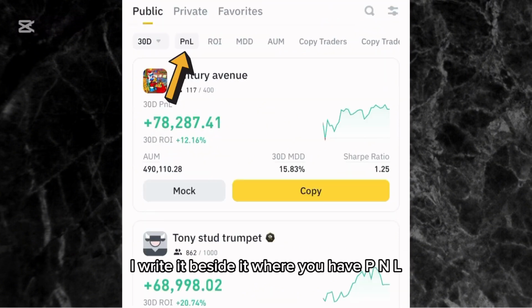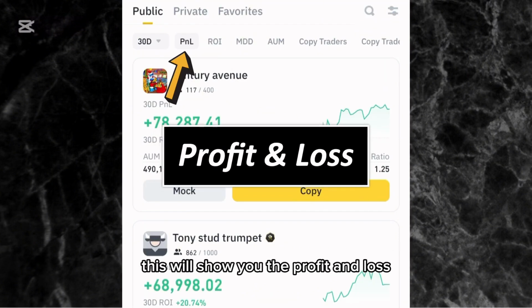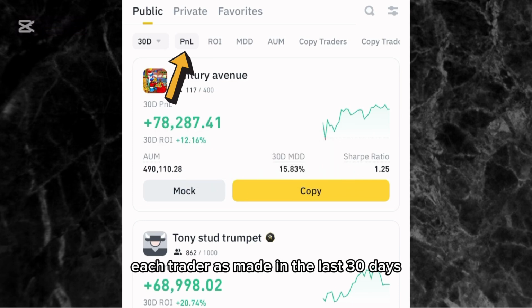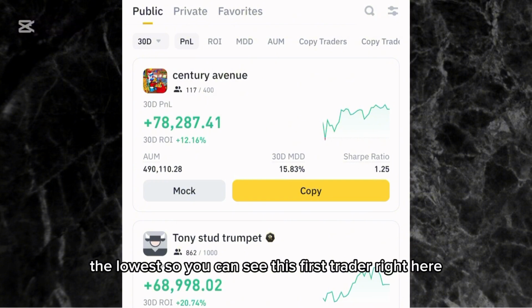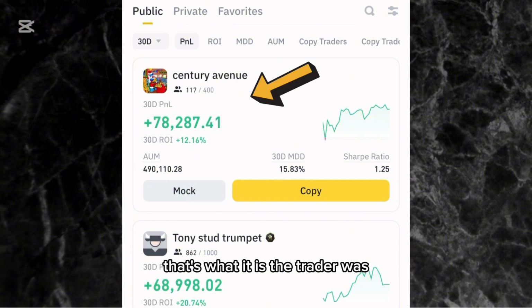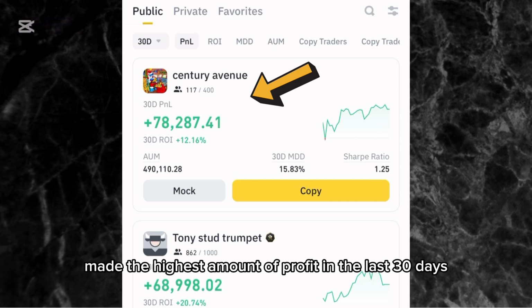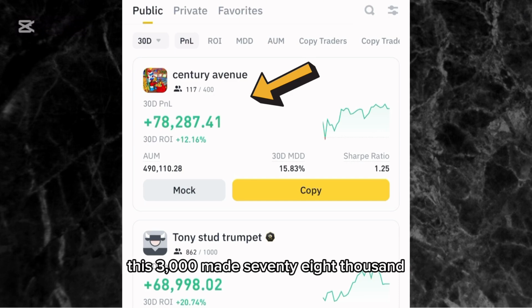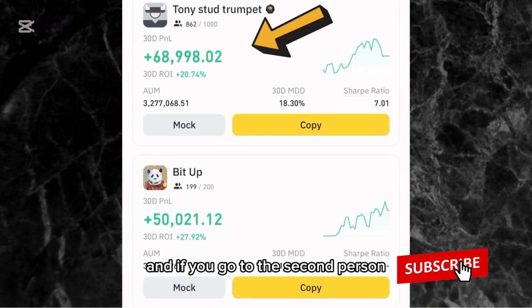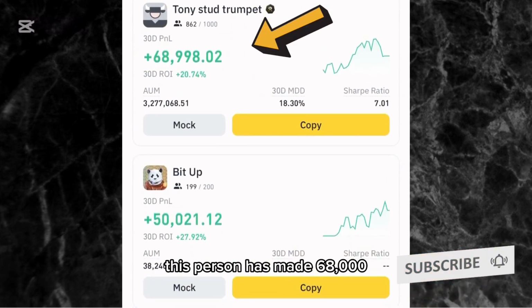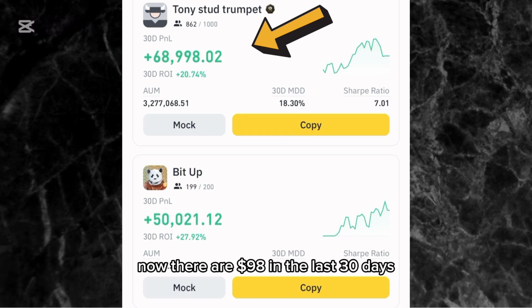And right here beside it where you have PNL, this will show you the profit and loss each trader has made in the last 30 days. Don't forget I picked 30 days, so every piece of information right here is for the last 30 days. And it's going to arrange it from the highest to the lowest. So this first trader is the trader who has made the highest amount of profit in the last 30 days. You can see this trader has made $78,287.41 in the last 30 days, and that's the highest. If you go to the second person, this person has made $68,998 in the last 30 days. So it's the second.